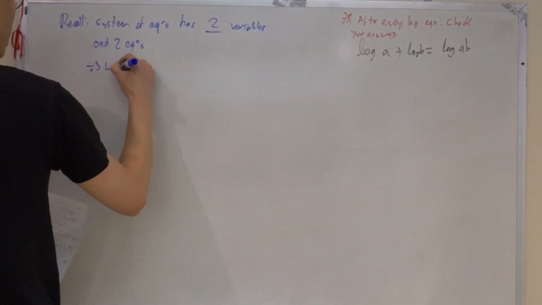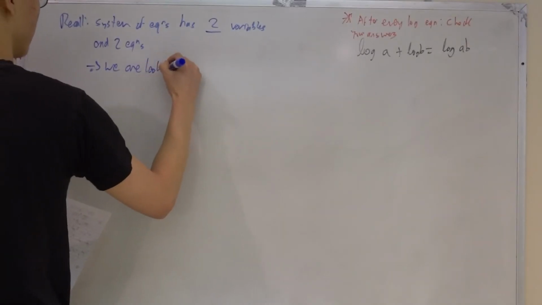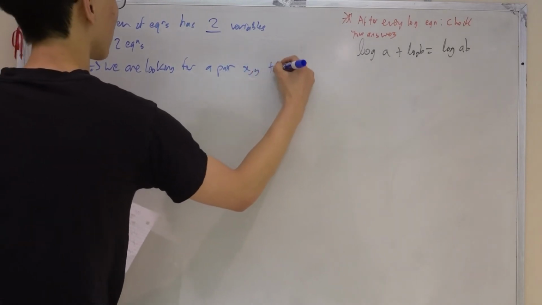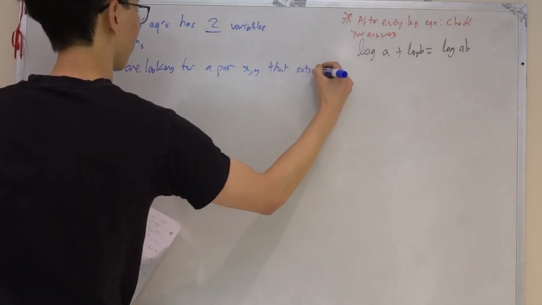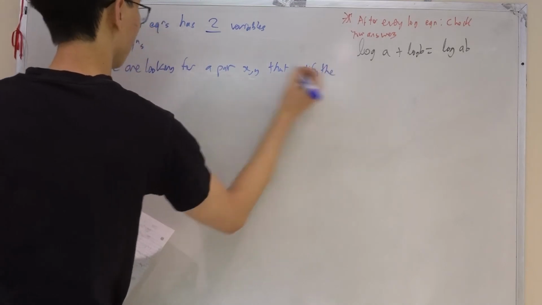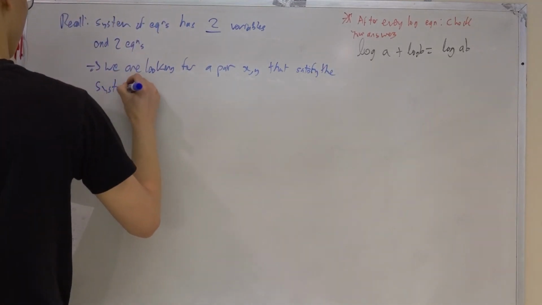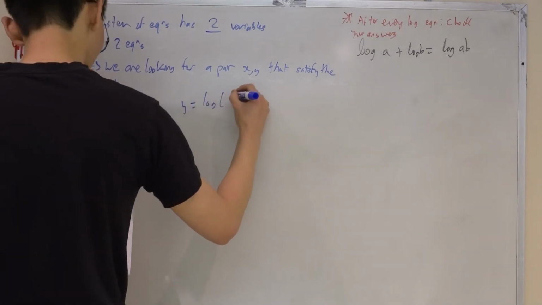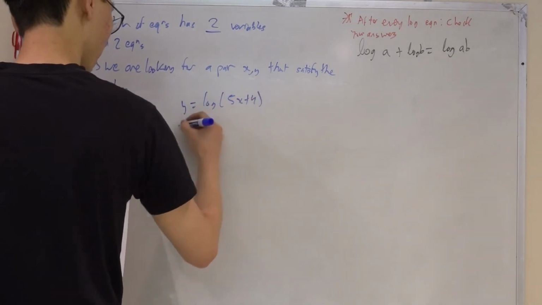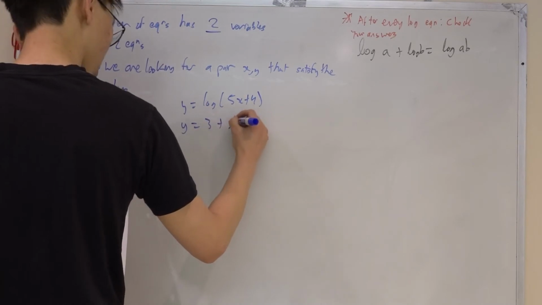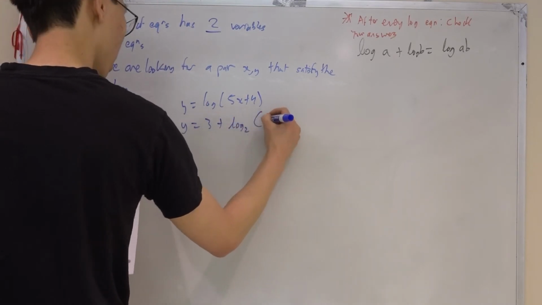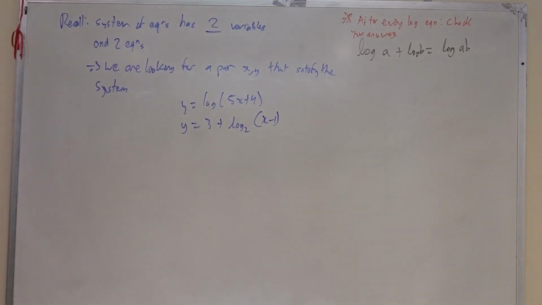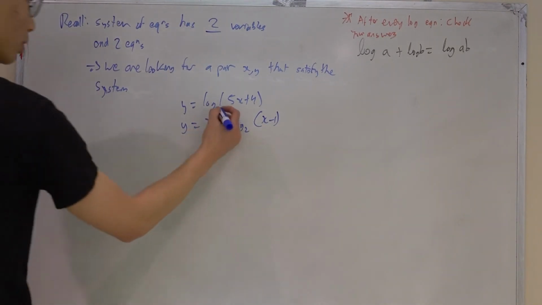We are looking for a pair x and y that satisfy the system. In our case, the system is y equals log base 2 of 5x plus 4, and y equals 3 plus log base 2 of x minus 1. We're trying to solve the system, so see if you can do anything with this. Sorry, I should put a 2 here.